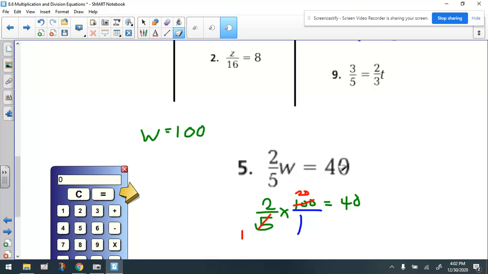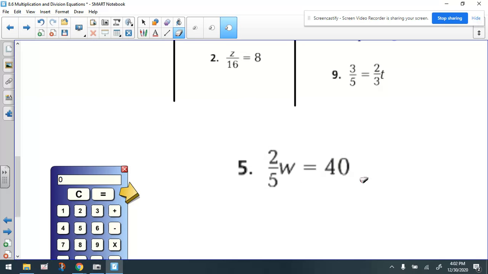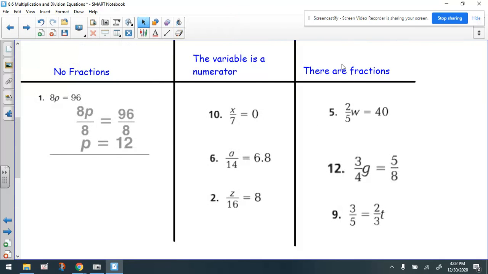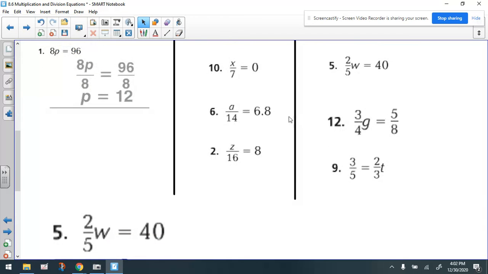All right, let's take a look at another example that's like that. We just looked at number 5. Let's look at a few more that are in that category of there are fractions. Why don't we look at number 12?